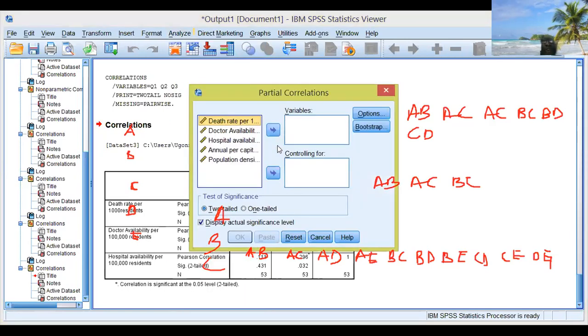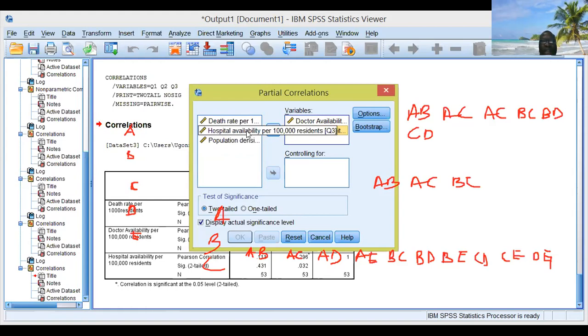So move doctor availability, and move population, and move per capita income. You want to correlate between availability and per capita income, controlling for hospital availability. Okay, no, wait.